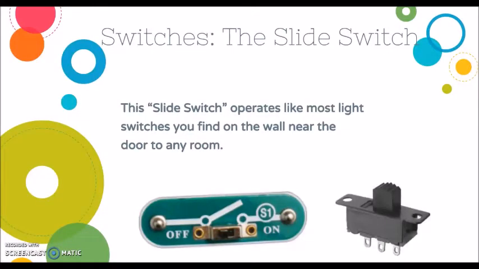Next switch we're going to talk about is a slide switch. The slide switch operates like most lights you find on the wall near any door in a room. If you walk into a room and you hit the light, that's basically how a slide switch works. Most of the lights that we use are kind of like a lever, but for those that have the slide switch type of light in the house, or if you've used any device where in order to turn it on you had to slide a switch forward or backwards, that's an example of a slide switch.